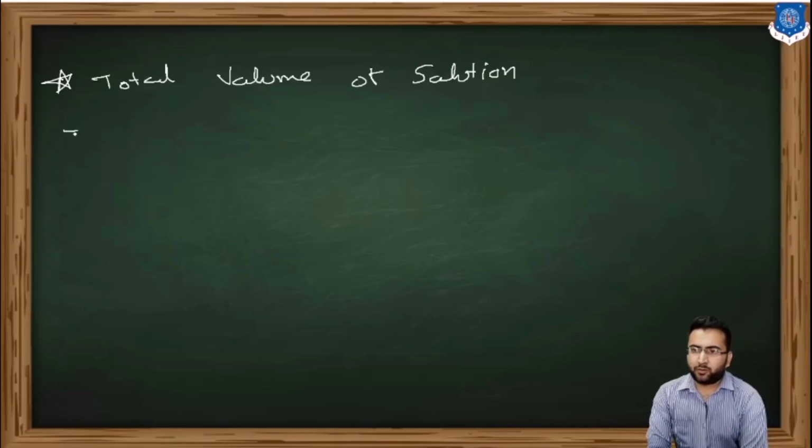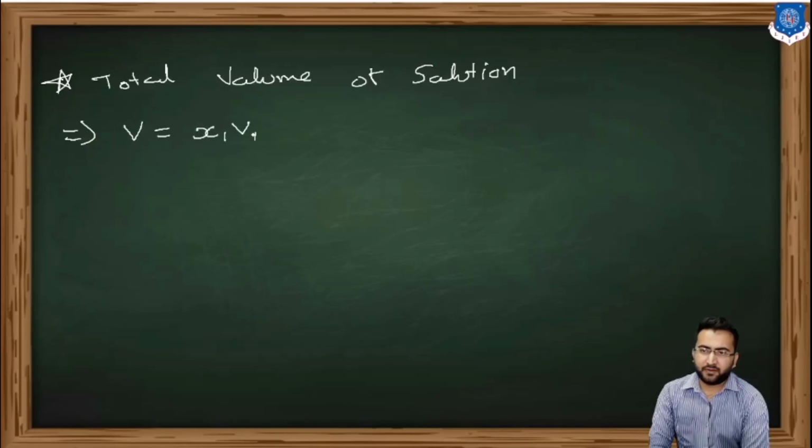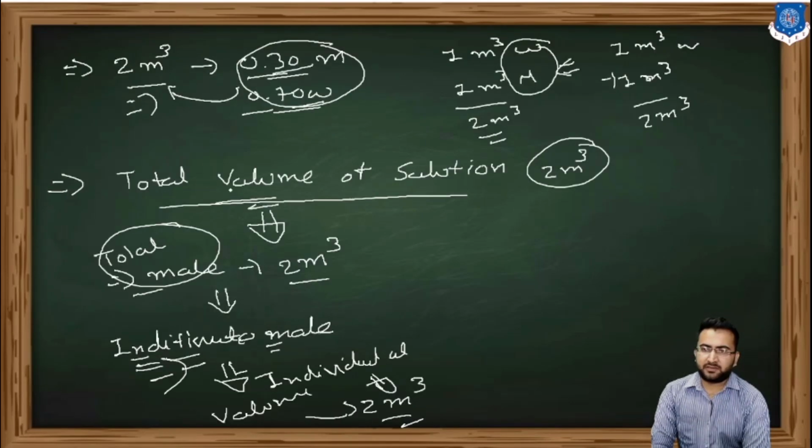So to find the total volume of solution, there is an equation that can be given by V is equal to x1 V1 bar plus x2 V2 bar. The values of V1 bar and V2 bar are given in the statement. So if we are going to put the value of x1 and V1 bar, what is x1? x1 is 0.30.